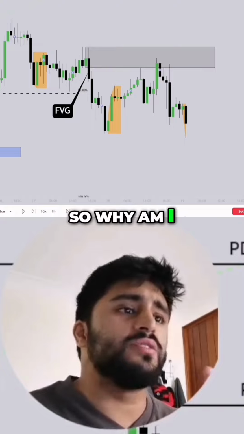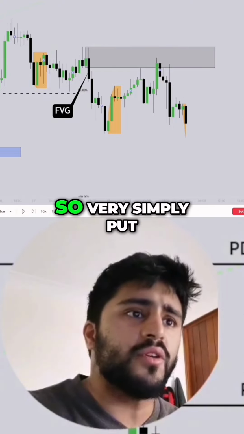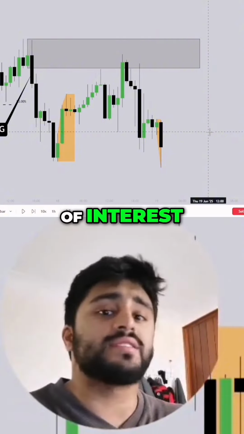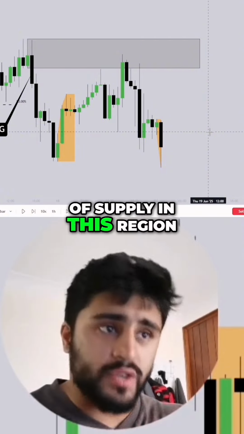So why am I using this candle as my POI? Very simply put, it's the candle before the fair value gap. That is the point of interest. That is the area of supply in this region.